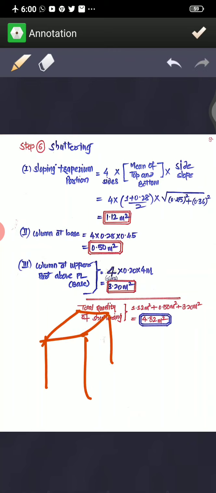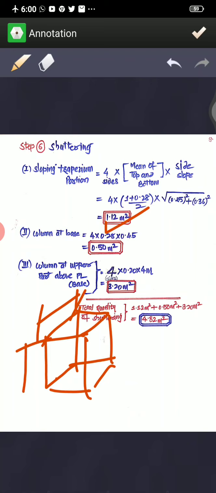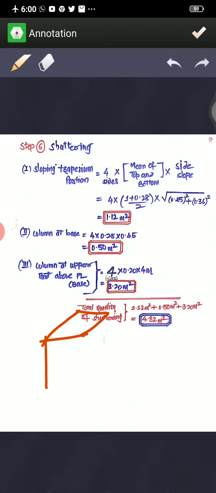We'll be having 4 sides. So column base, see, 4 numbers, 4 sides, right? 4 sides will be there into 0.28. 0.28 is the dimension of one side. So 4 sides are equal 0.28. Then you will be having height is of 0.45. So if you multiply all those, you will be getting 0.50 meter square, right?